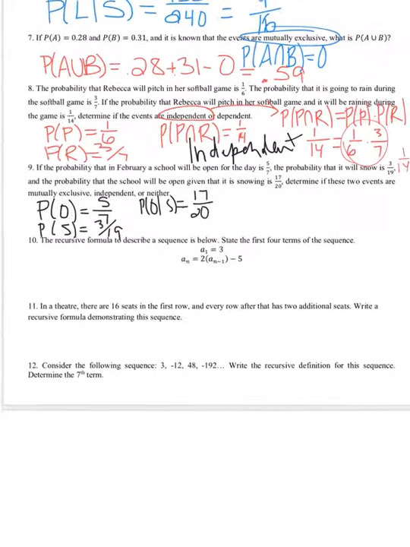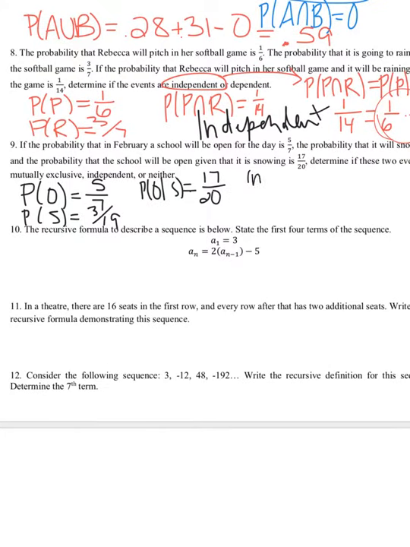If two things are independent, that means that the probability of, I'll stick with the letters that we have, the probability of O given S is the same thing as the probability of O. Independent means that one event has no effect over the other. It's snowing has no effect on whether the school is going to be open. So the probability of it being open given that it's snowing is 17/20, and the probability of it being open is 5/7.